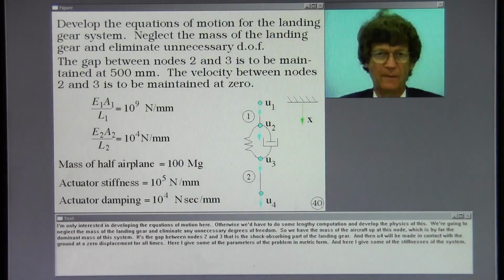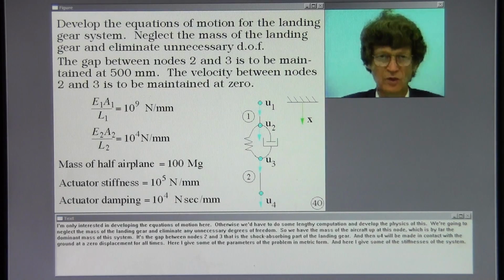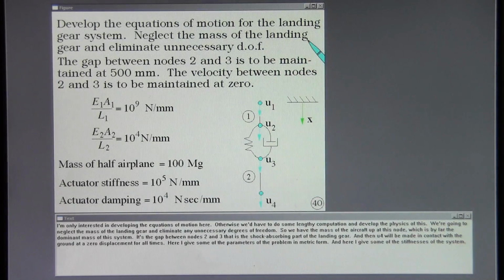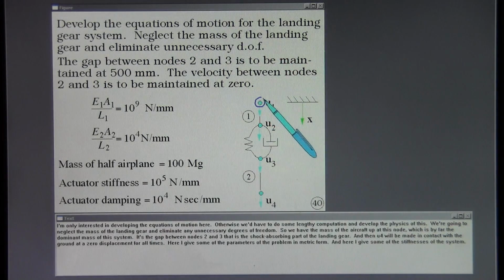I'm only interested in developing the equations of motion here, otherwise we'd have to do some lengthy computation and develop the physics of this. We're going to neglect the mass of the landing gear and eliminate any unnecessary degrees of freedom. So we have the mass of the aircraft up at this node, which is by far the dominant mass in the system. It's the gap between nodes 2 and 3 that is the shock absorbing part of the landing gear. And then U4 will be in contact with the ground at a zero displacement for all times.